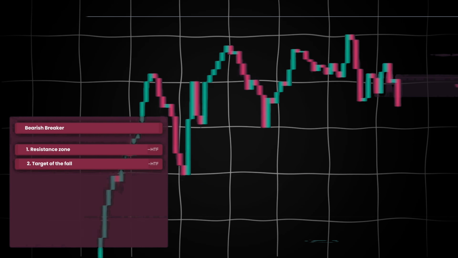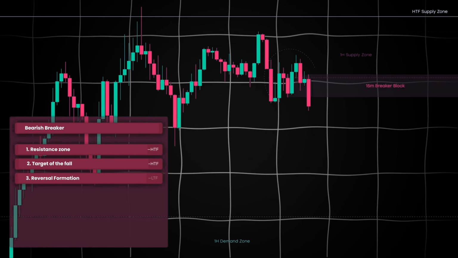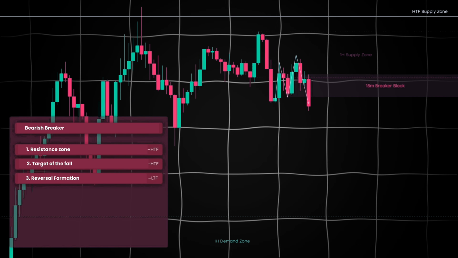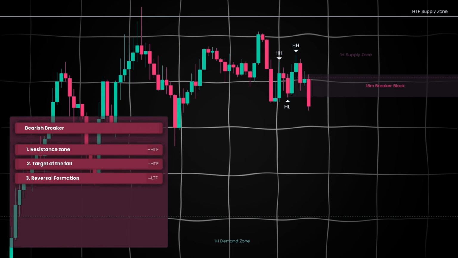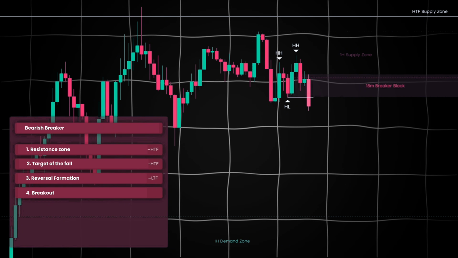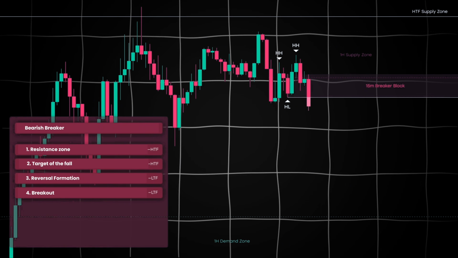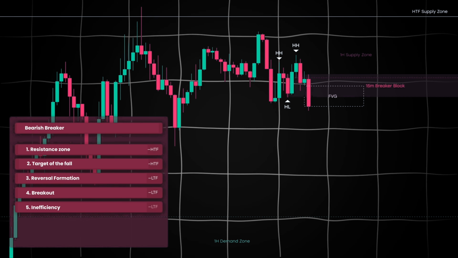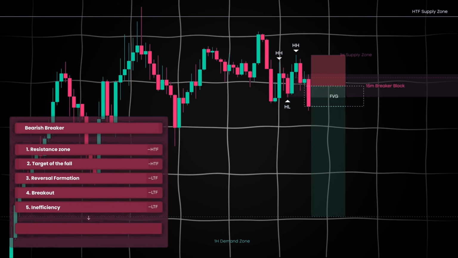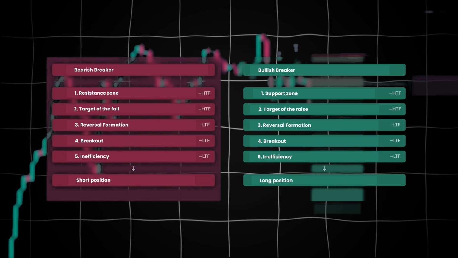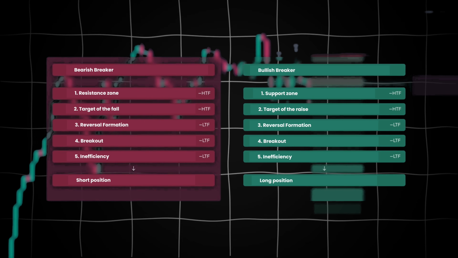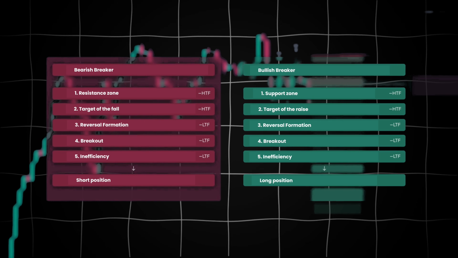The lower time frame is used to identify the reversal formation, which often resembles the letter M and consists of structural higher highs, higher lows, and another higher high. An impulsively falling candle that breaks through the higher low must close below it, leaving behind bearish inefficiency. This simple combination of factors will allow you to place a limit order to open a high quality and highly effective short position. With a bullish breaker, everything is the same, just the other way around. Everything is on the screen, so I won't repeat myself.